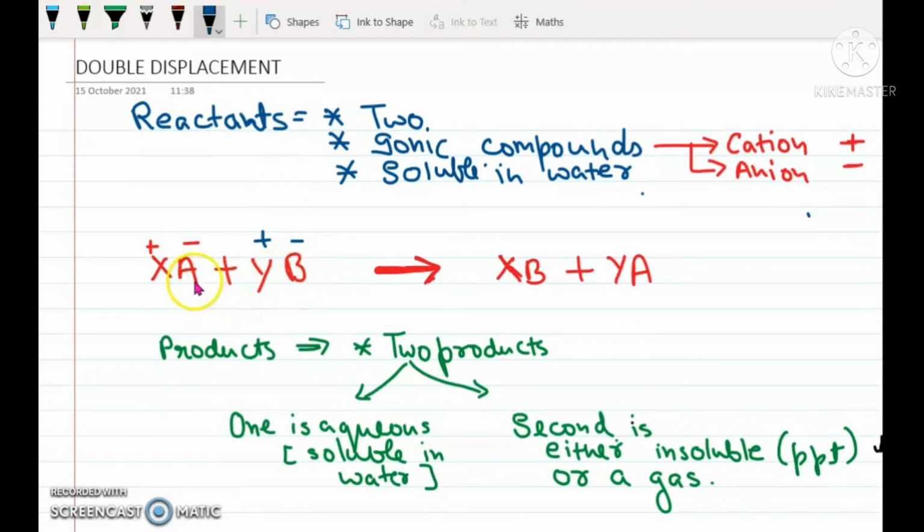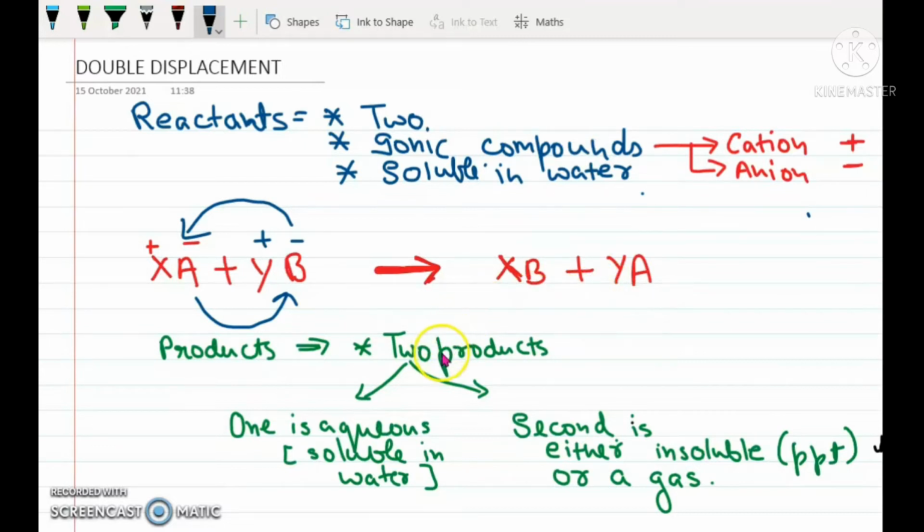Now what will happen over here? The negative ions, that is the negatively charged species of both the compounds, will exchange their positions. Thereby, the new compounds being formed will be XB and YA. That means the anions have exchanged their positions. That means the displacement has occurred at two positions.